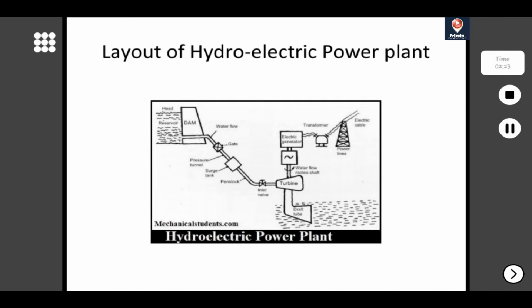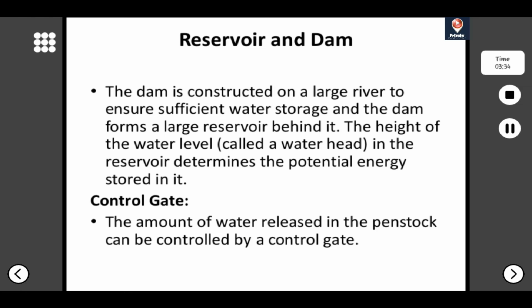What is a reservoir? The reservoir is a place where we can store the water. The reservoir is used to store the water when it is the rainy season. The dam is constructed along the reservoir to increase the water level. So here you are seeing the use of reservoir and dam. The next component is the control gate. The control gate is used to control the amount of water that can be released from the reservoir.